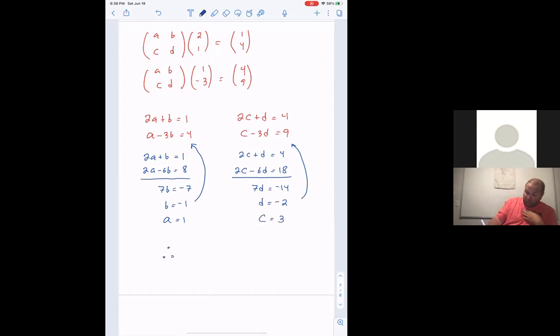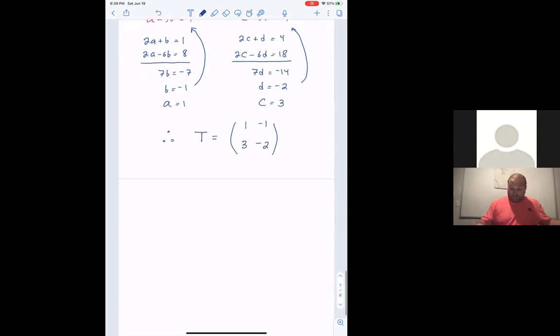And therefore, my transformation matrix is A, B, C, D: 1, negative 1, 3, negative 2. And now, if there was a follow-up, where does this point go? Where does that point go? I have my answer, and I can just do the math.